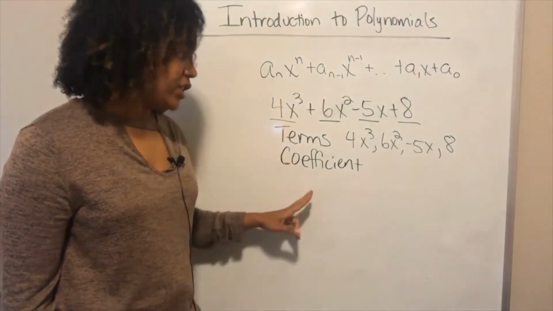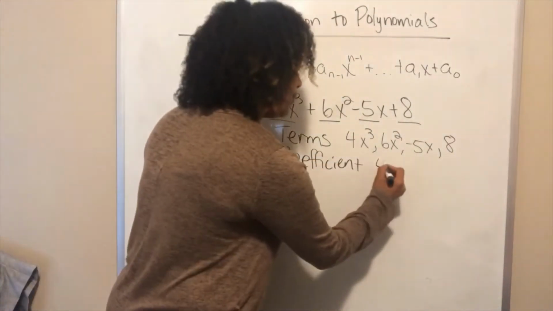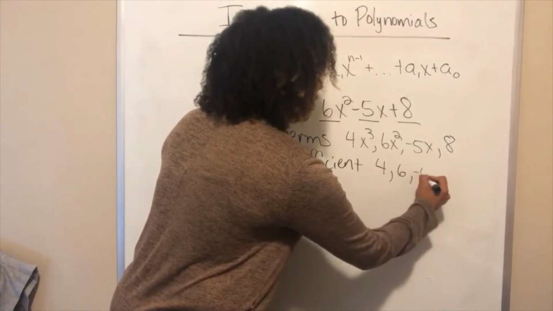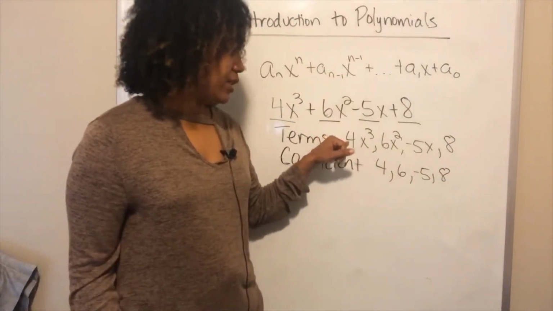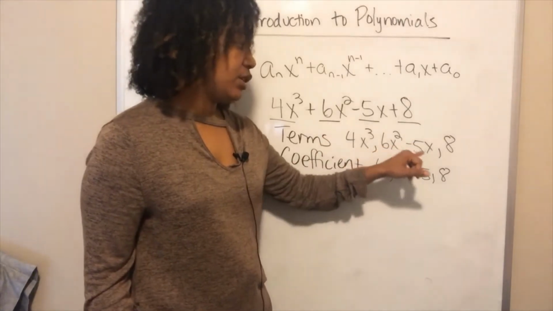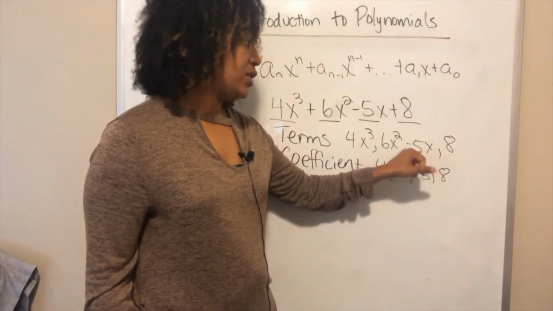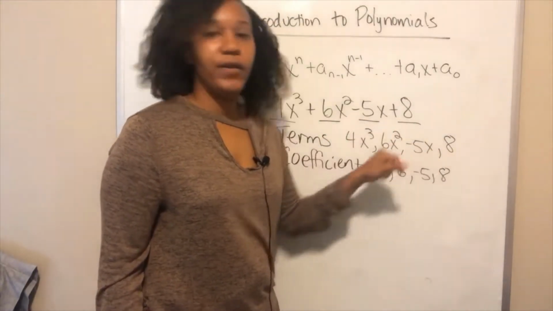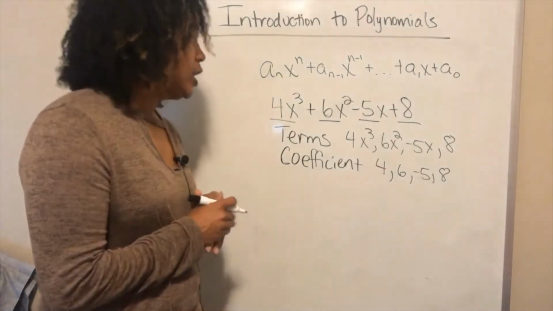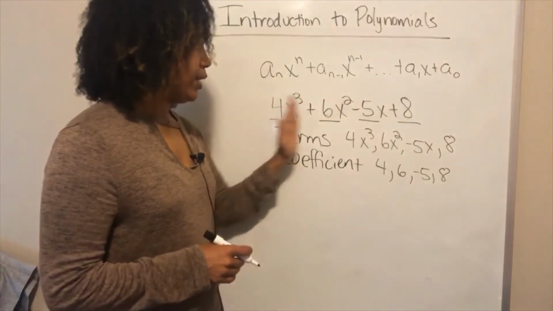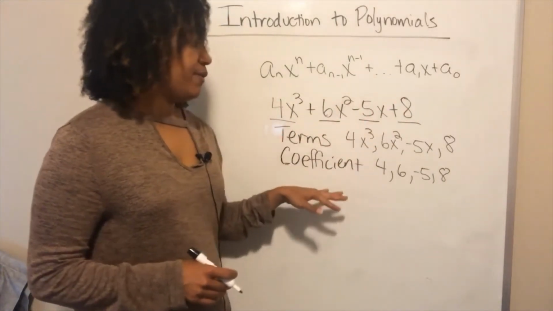Now the coefficients are 4, 6, negative 5, and 8. 4 is the coefficient of this term, 6 is the coefficient of this term, negative 5 is the coefficient of this term, and 8 is the coefficient of that term. So the coefficient is the number in front. Alrighty, so we got our polynomial, we got our terms, we got our coefficient.